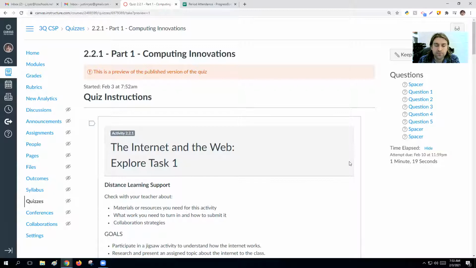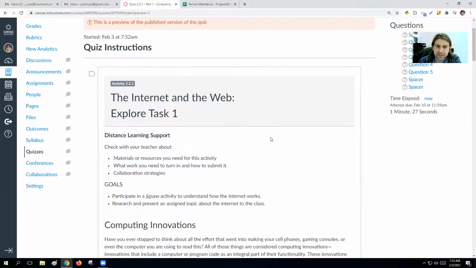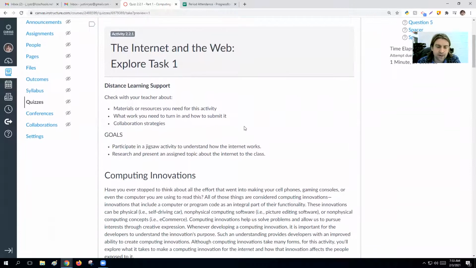So we'll go through part one, which is what you guys will do first. And then afterwards, you guys will be working on sort of a mini project to do this. So what we're going to be doing is a little explore task about the internet and the web.